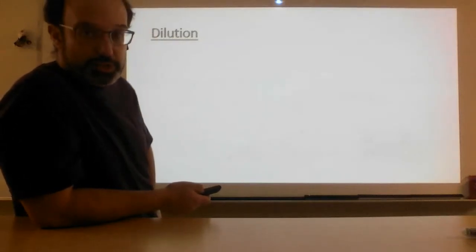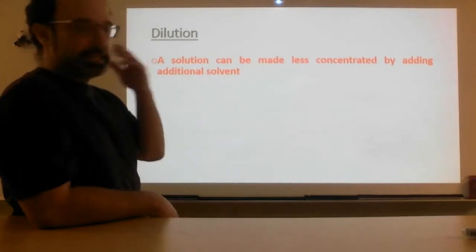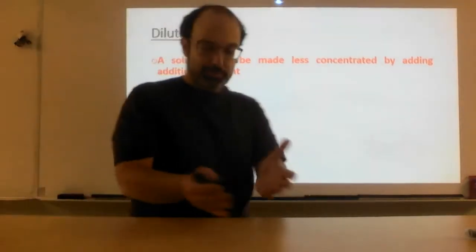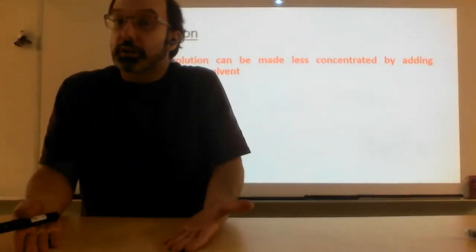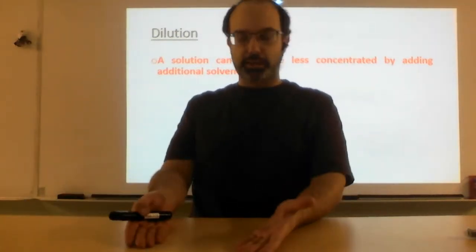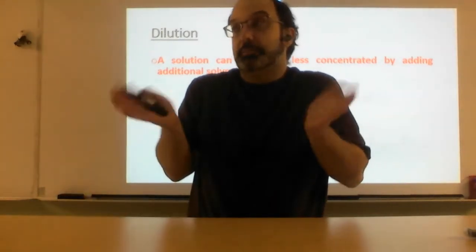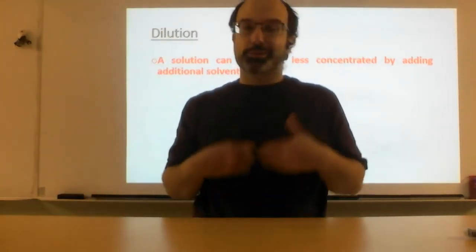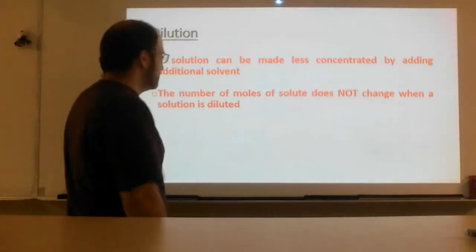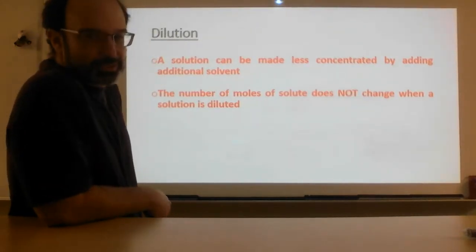So, what's a dilution? How do we make them? Well, a solution can be made less concentrated by adding more solvent. Brilliant, right? If I've got lots of solute, lots of sugar inside of my flask, inside of my container, if I add more water, there's less sugar compared to the amount of water. The amount of sugar stays the same, technically, but there's now more water, so it's more dilute. Okay, so we just need to add more water. Problem solved. The number of moles of solute does not change when we dilute them. We just sort of spread them out more.